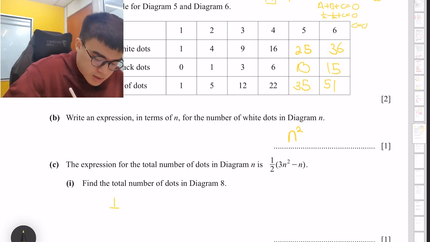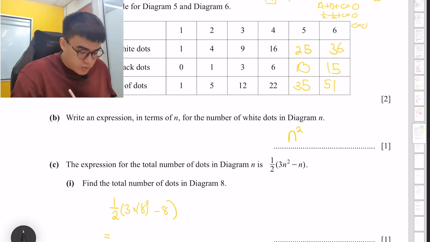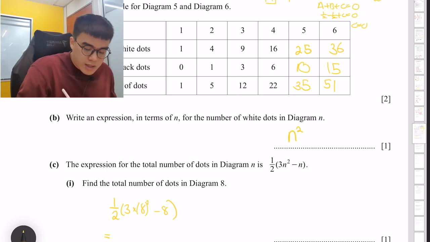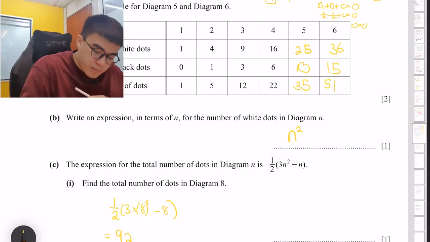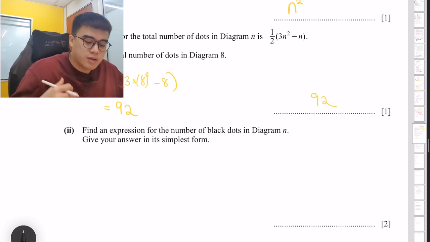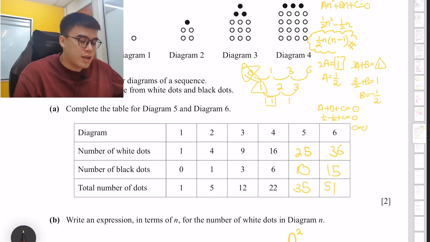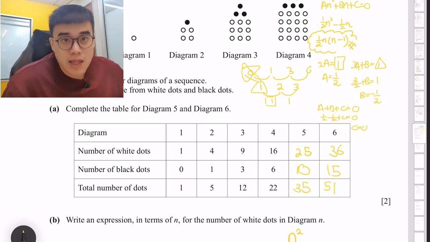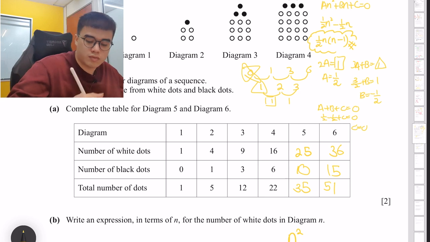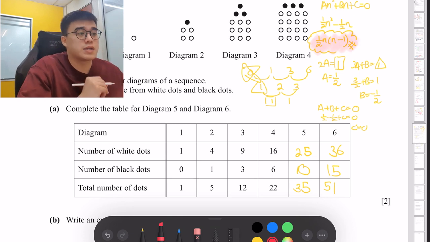So what they are telling you is that substitute 8 into the n's position. So through the calculation here, you get your answer as 92 for C number 1. As for the expression in part 2, we already did the calculation earlier. It is 1 over 2 n bracket n minus 1. Okay, so that's the simplest form that I would write. Okay, the answer is given over here. Okay, this is your part C, number 2's answer.